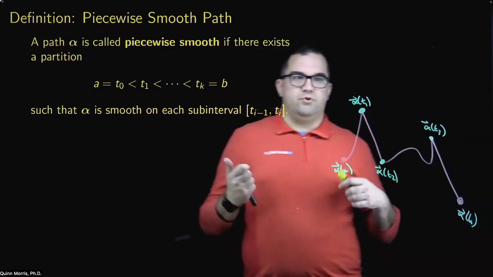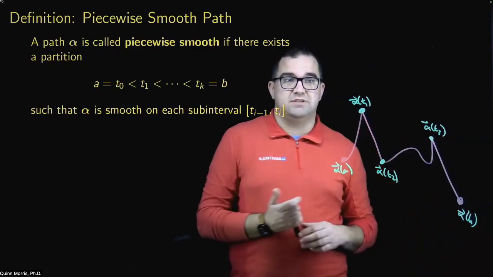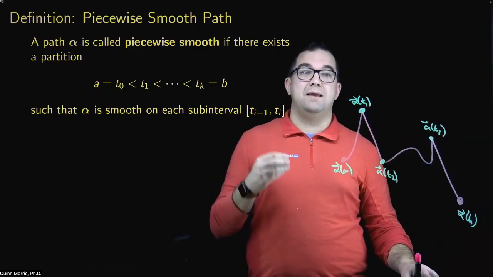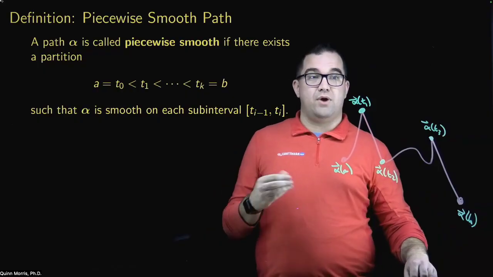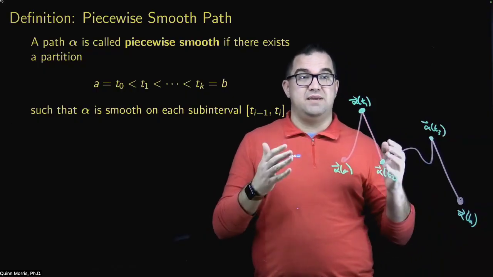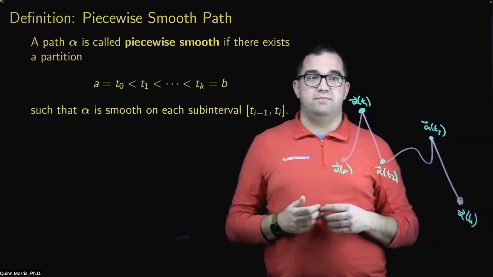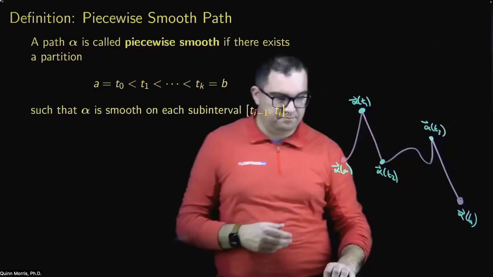Now, the reason we're taking time to define this is we're going to write down several theorems, and we don't actually need our paths to be smooth. We just need them to be piecewise smooth. We can break them into a finite number of pieces, each of which is smooth, and that will be sufficient to prove many of the theorems that we'll want to prove.